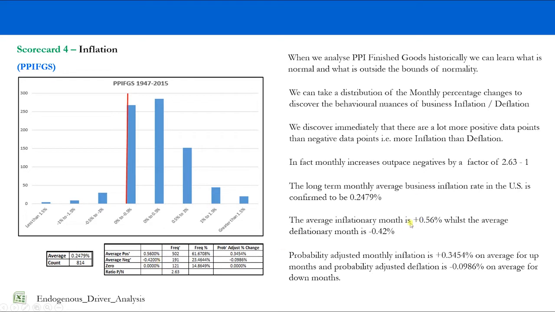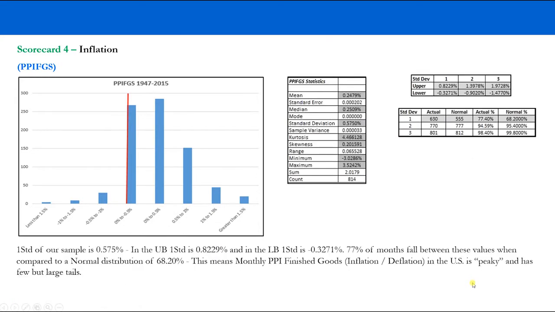So probability adjusted monthly inflation, when we multiply across the frequencies in the positive month, is 0.3454%, and probability adjusted deflation is minus 0.0986%. So for the negatives, for the down months. Again, you can go into the endogenous driver analysis. You can double check all the numbers, and you can even start from scratch from a blank spreadsheet and work all of this out yourself.